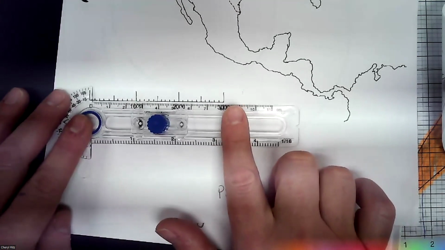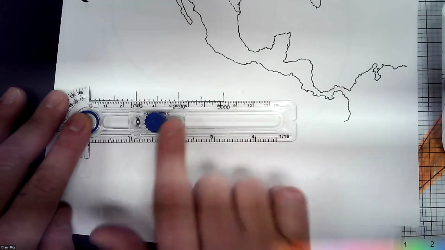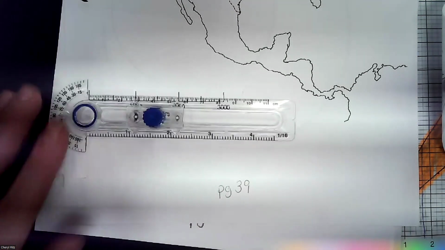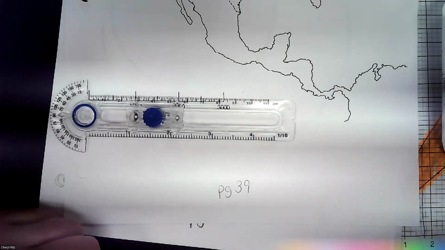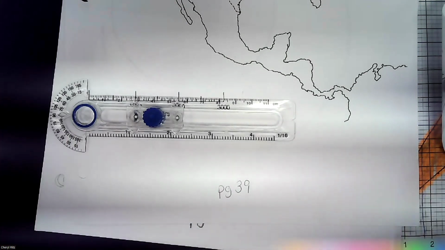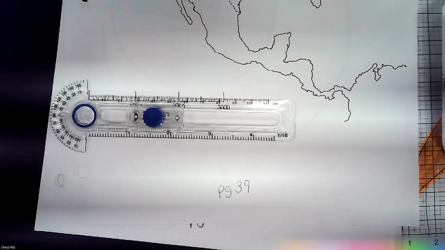So what I always like to do is just double check, okay, I used the outside hole. It's a little weird, but you'll get used to it. We'll practice, but you are starting this in lab either today or tomorrow.